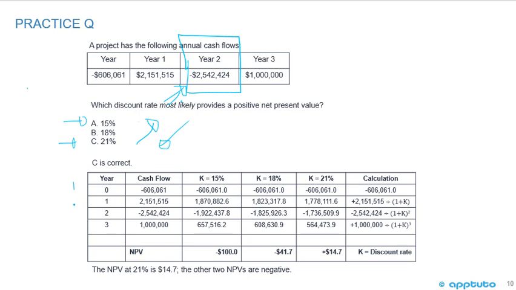So you can see here, here's the table, which is just there for you FYI. There's your year 0 cash flow, year 1, year 2, year 3. So if you do the calculations and you discount everything at 15%, you're going to get a negative net present value of negative 100. If you discount at 18%, you're going to get a negative NPV of negative 41.7, and it's at the 21% discount rate that is the only one that gives you a positive net present value.